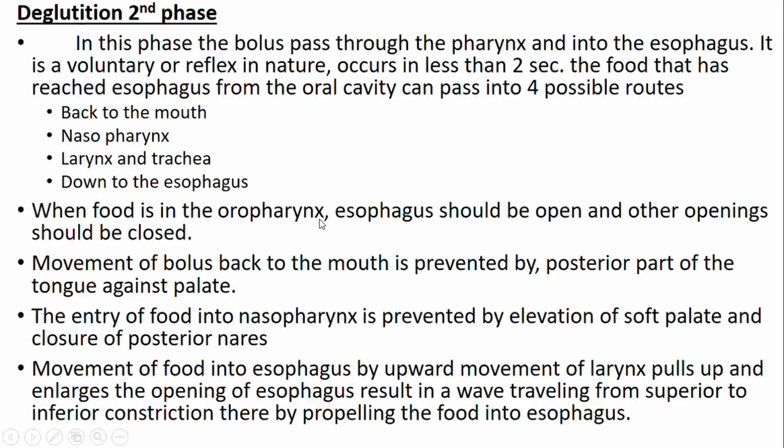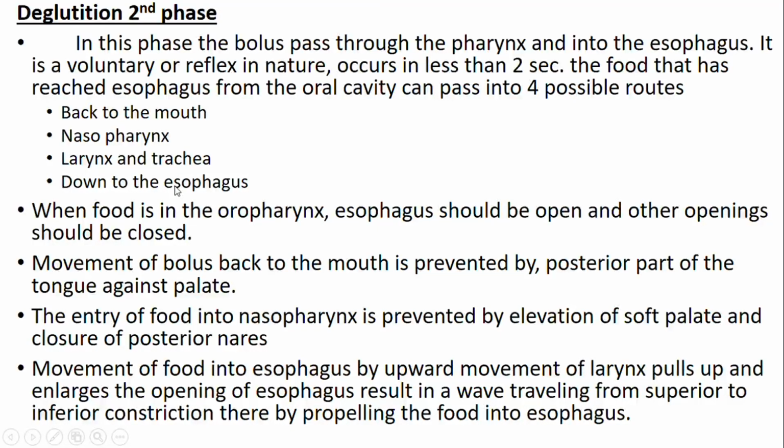Second is the pharyngeal phase. In this phase, the bolus passes through the pharynx to the esophagus. It is voluntary or reflex in nature and occurs in less than 2 seconds. Food that has reached the pharynx from the oral cavity can have four possible routes, that is, back to the mouth, nasopharynx, larynx and trachea, or down to the esophagus.